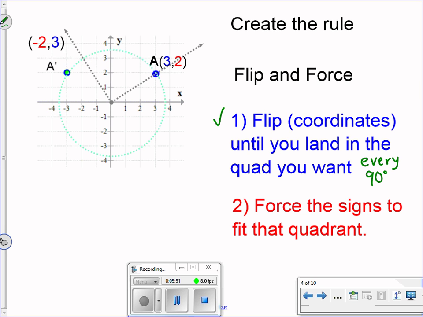Once you land in the quadrant, then you force the signs, the negatives, whatever, to match the quadrant that you live in, right? So as this rotated here, it was at 3, 2. As soon as I got over here, I would say 2, 3, and I would write it down real quickly so I don't forget the order. I flip it, and then I'd check and see if the signs work. Well, I know in that quadrant, the x's are actually negative. So I'll put a negative in front of the x's, and the y's are positive, so I'll leave that alone. And that's why it ends up being negative 2, 3.